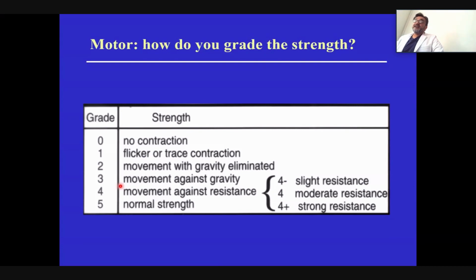And then movement against gravity, if you can perform, that is 3. And then movement against resistance, you offer resistance and then you are performing, you can judge. If there is a movement against resistance, then you can grade it as 4. And if it is normal strength, then it is 5. So this is how you grade the muscle strength. And I've already given you different muscles on which you can identify which segment of the spinal cord is involved.